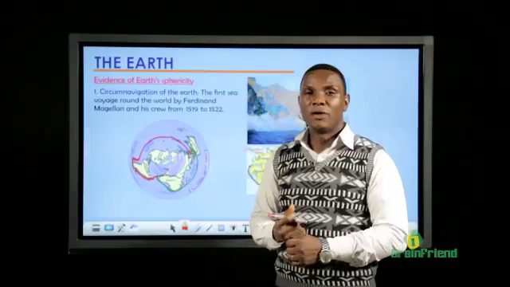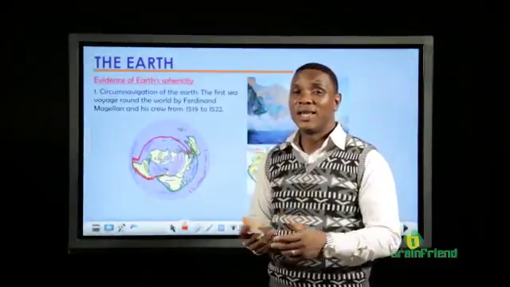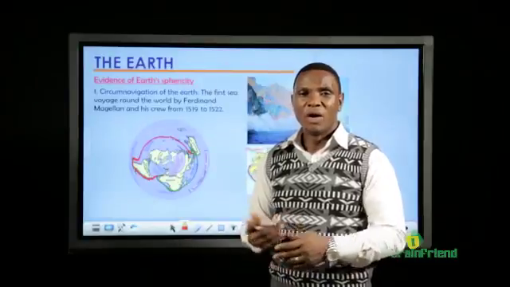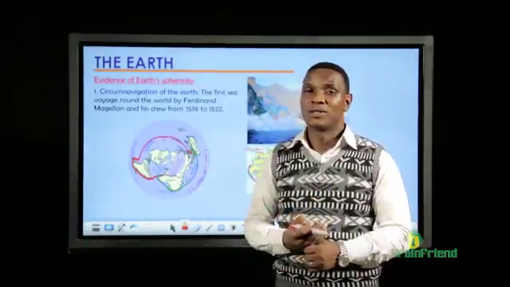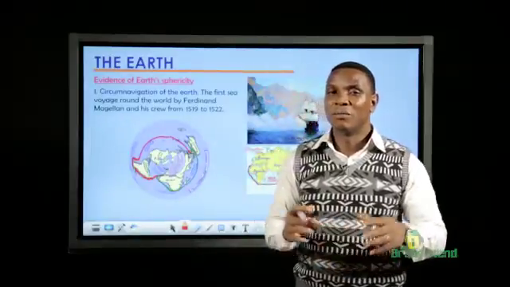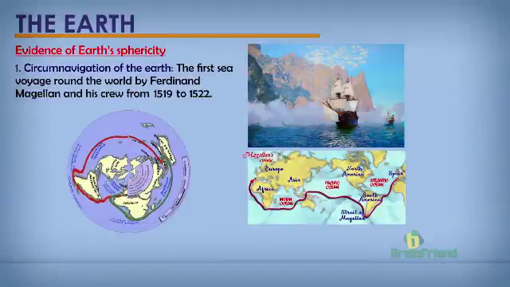Before now, there have been arguments as to the veracity of the claim that the Earth is spherical in shape. Others have argued that the Earth is actually flat. We're going to look at some points that prove that the Earth is not flat, but more spherical in shape. One of the first proofs was gotten many years ago, 1519 to be exact.